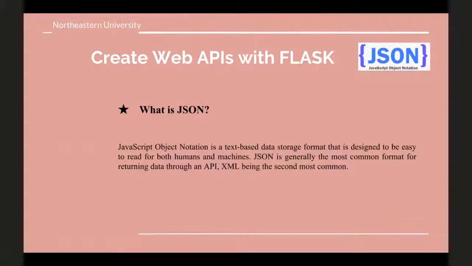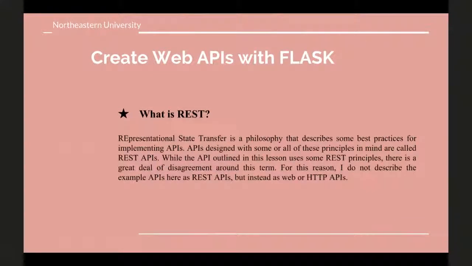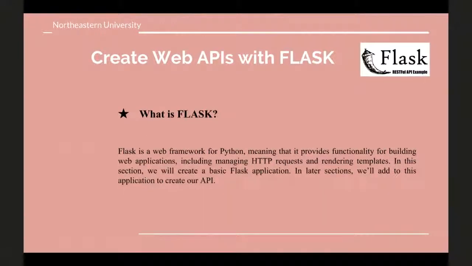What is JSON? It is JavaScript Object Notation, a text-based data storage format, and REST means representational state transfer, which describes some best practices for implementing APIs. And what is Flask? Flask is a web framework for Python, and it can provide functionality for building web applications. So we just use PyCharm to build a Flask project.